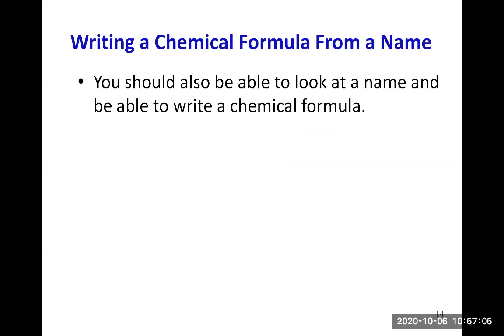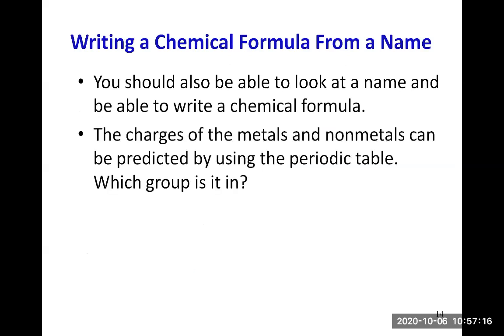Now let's practice writing a chemical formula from a name. You should be able to do the reverse process, which is if you have a name, you need to be able to write the chemical formula. The charges of the metal and the non-metal can be predicted by using the periodic table. Which group it is in helps you decide the charge on the metal and the non-metal. So for example, if you have the name aluminum chloride, aluminum is a metal. It's going to be the cation. And chloride is the non-metal, so it's going to be the anion.